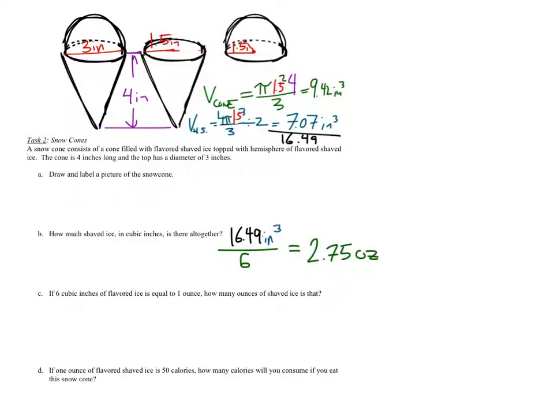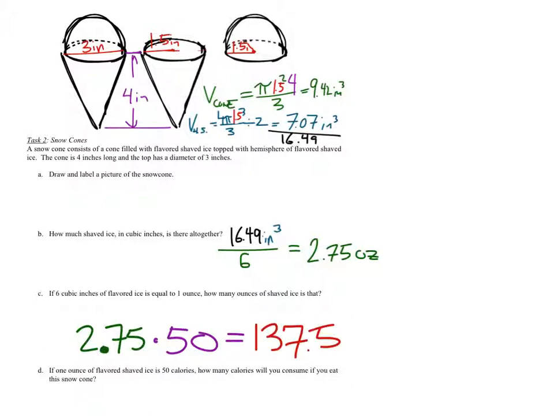Then finally, if 1 ounce of flavored ice is 50 calories, then how many calories would this be? Well, we got 2.75 ounces. Every one of them is 50 calories. So we'll multiply this by 50, and we get 137.5 calories. Bam.